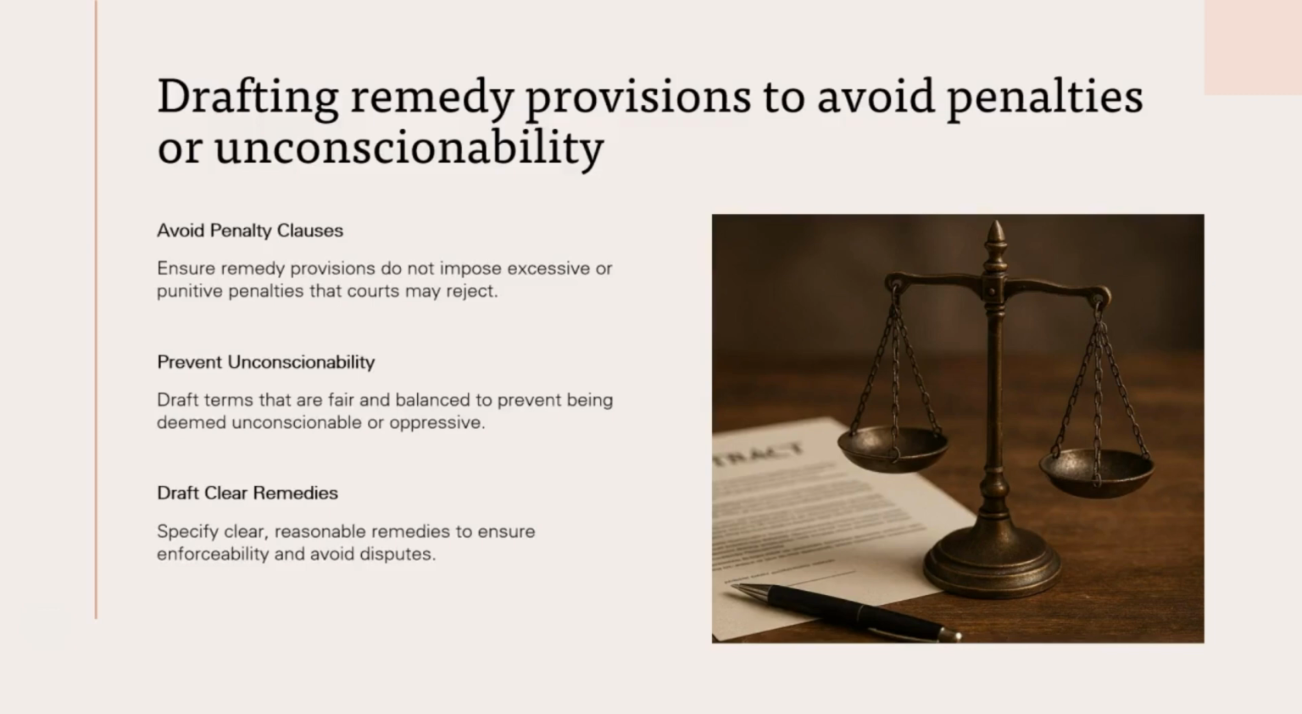So when you're drafting remedy provisions to avoid penalties or unconscionability, ensure the remedy provisions do not impose excessive or punitive penalties that courts may reject. To prevent unconscionability, you can draft terms that are fair and balanced, and this helps prevent being deemed unconscionable or oppressive. And be sure to draft along with it clear, reasonable remedies to ensure enforceability and avoid disputes. That's what you need to do. You don't want to create something that's not going to be upheld should it be challenged in court.